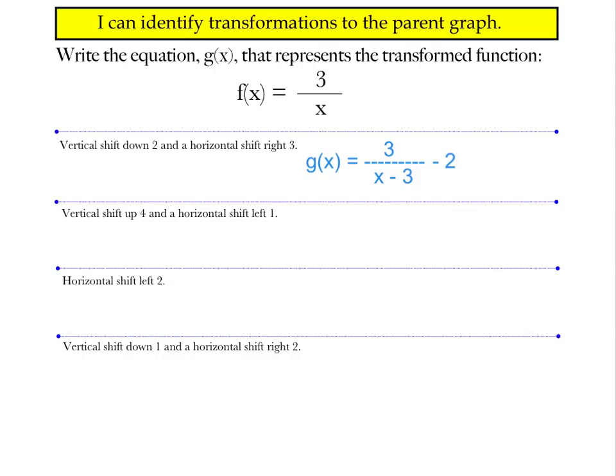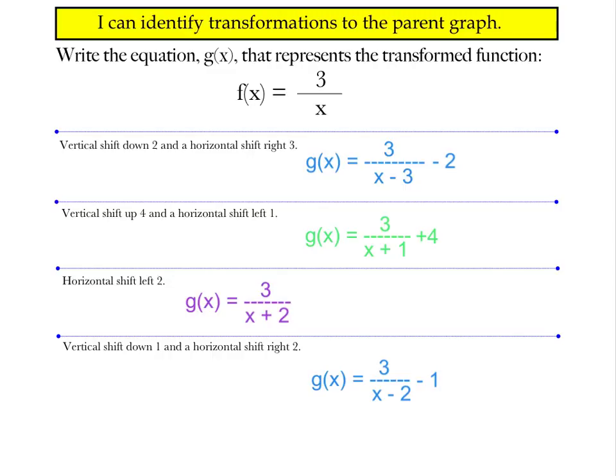So your function should be g of x equals 3 over, because that part's not changing, a vertical shift down 2 would be subtracting 2 on the end, and then a horizontal shift right 3 is going to be x minus 3. All right, go ahead and pause the video and try the 3 remaining problems.